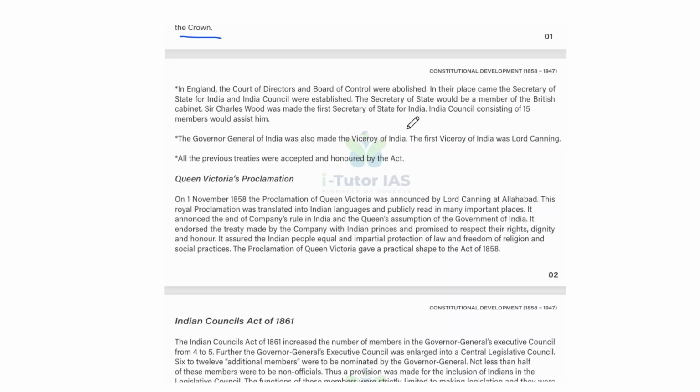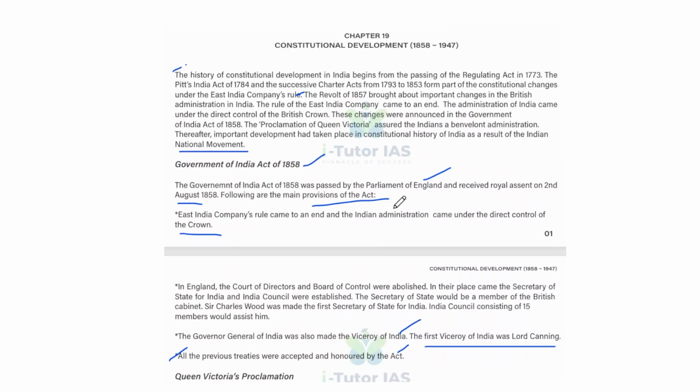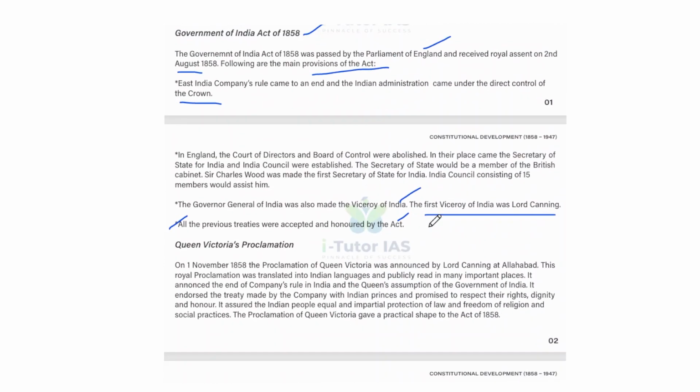The Secretary of State would be a member of the British cabinet, and Sir Charles Wood was made the first Secretary of State for India. The India Council, consisting of 15 members, would assist him, and the Governor General of India was also made the Viceroy of India. The first Viceroy of India was Lord Canning. And all the previous treaties were accepted and honored by this Act. Okay, that is the Government of India Act 1858.